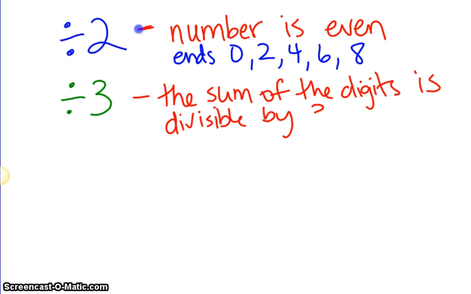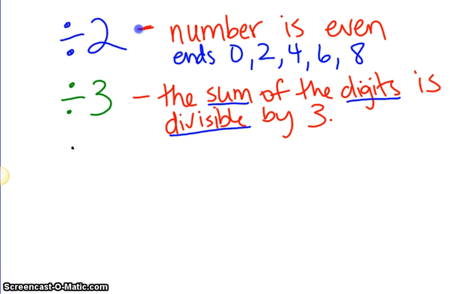Now, what does that mean? Well, first of all, we know that sum means that we have to add something together, and it says to add the digits. Those are the numerals that make up a number, like 3 or 4. So the sum of the digits is divisible, that means can be divided by 3. So that's how we know if a number is divisible by 3.